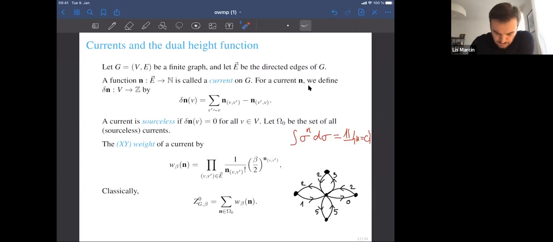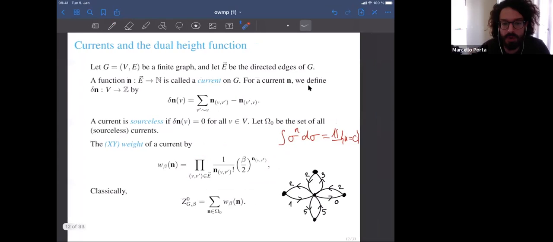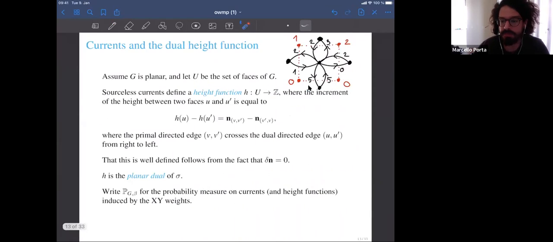So these are currents. And then you can think of a probability measure on these currents, which is induced from these weights. By the way, I'm not reading the chat. So if there are any questions in the chat, I see that there is something. So far, no questions. We're just sharing your slides. Yeah. Okay.